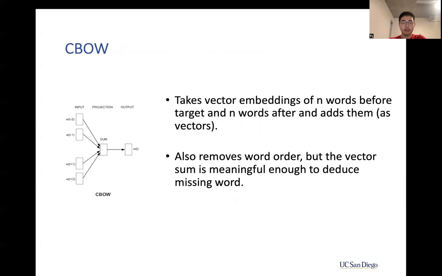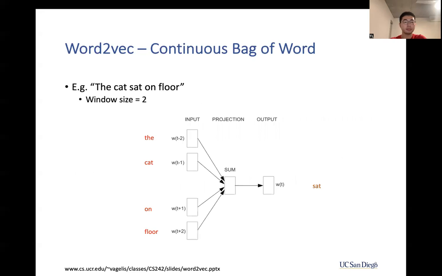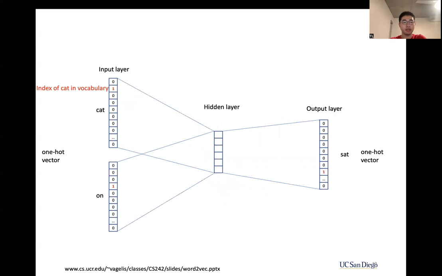In CBOW, we take the vector embeddings of n words before the target and n words after the target. So we use the surrounding words to predict the central word, and we don't care about the order of the surrounding words. Consider an example here. We have a sentence, the cat sat on floor, and we use window size 2. We use the central word sat, and the surrounding words the, cat, on, floor are used to predict the word sat. Let's see how we do that.